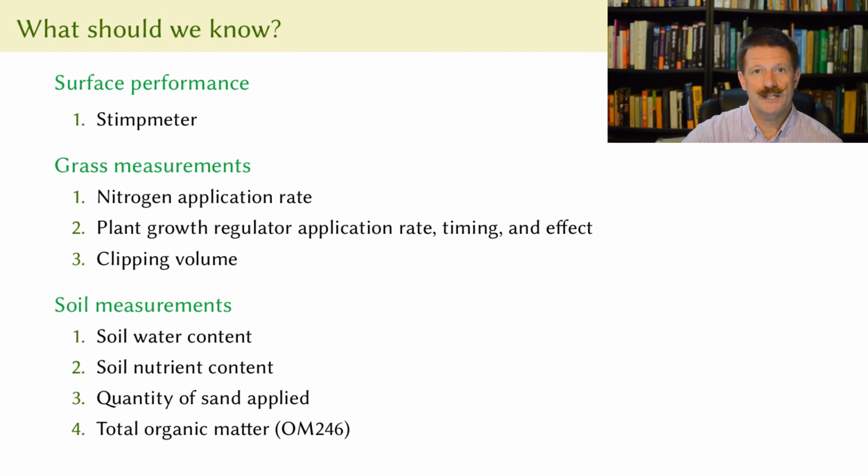The problem is, if you don't know all of these things, if you don't know what the stimpmeter measurement is, if you don't know how much nitrogen's been applied, if you don't know how many nutrients are in the soil, and if you don't know how much sand's been applied, in a sense, you're flying blind. You wouldn't know how to adjust things. Which direction should you adjust them? To make the turf better, to make the playing conditions better, should you add more nitrogen or less? More sand or less? You don't want to be flying blind.